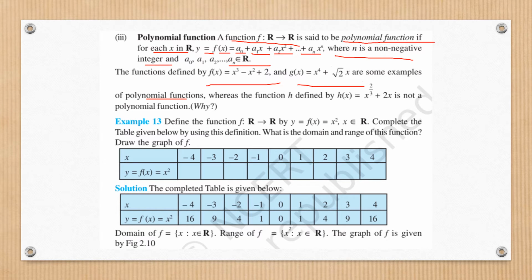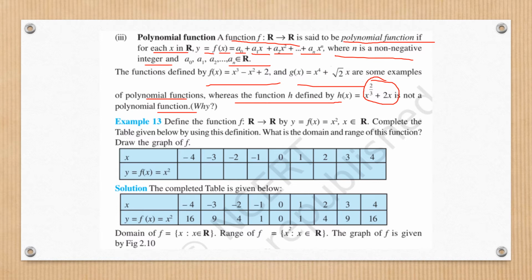The quadratic polynomial, you know, the general type is ax square plus bx plus c. Whereas the function h(x) defined by x raised to power 2 by 3 plus 2x is not a polynomial function. You did it in your class 10th that the power should not be in fractions or negative. It should be a non-negative integer.